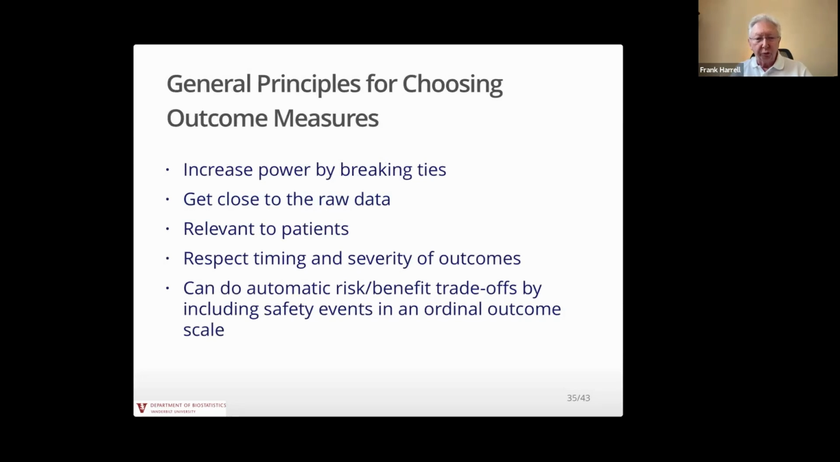So the principles for choosing outcome measures are increasing power by breaking ties, getting close to the raw data. You are actually more relevant to what patients are experiencing. You're respecting the timing and severity of outcomes, and you can do automatic risk-benefit trade-offs by including safety events in an ordinal outcome if you choose to do so.